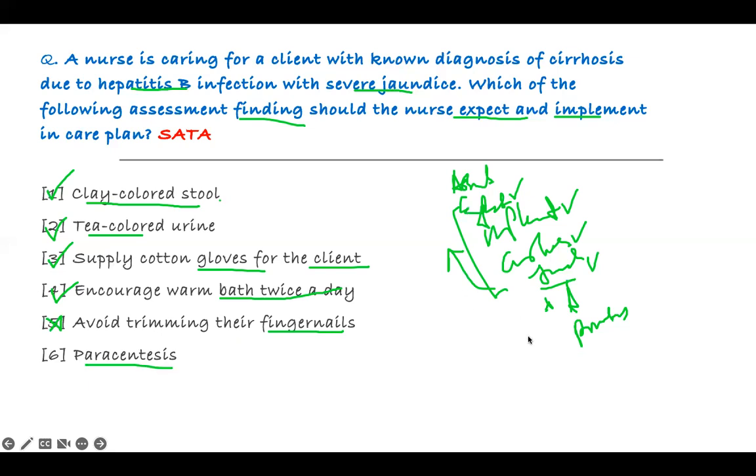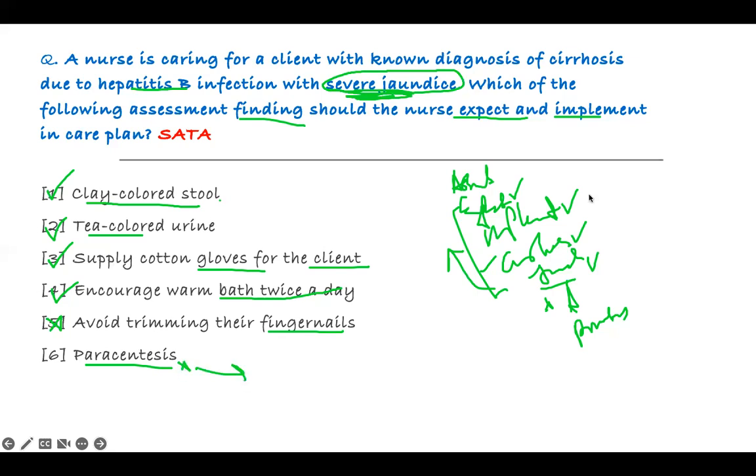Paracentesis. Does that relate to this? Yes. Expected, implement, cirrhosis, jaundice. But what is the question asking you? Severe jaundice. This is a distractor. The whole thing is severe jaundice. Even though it has cirrhosis, it's asking you for severe jaundice. Don't let this distract you.